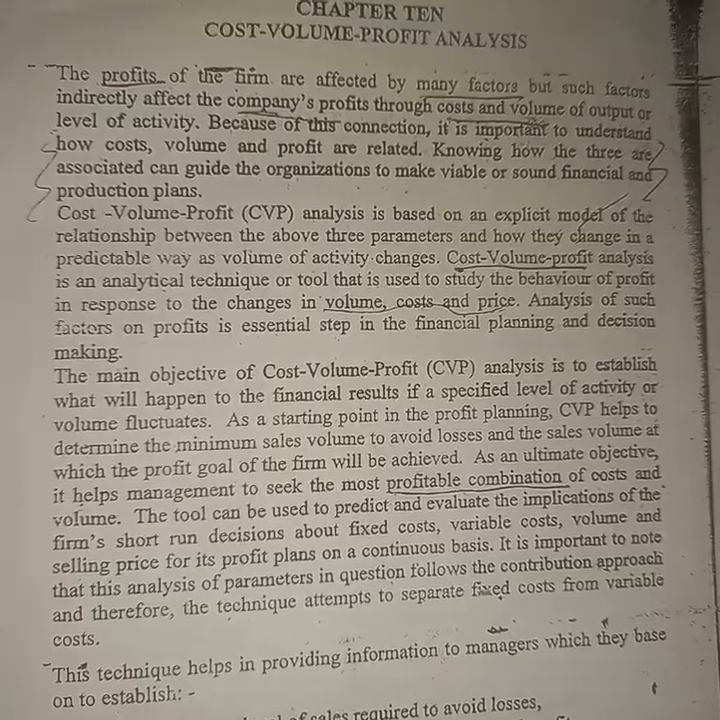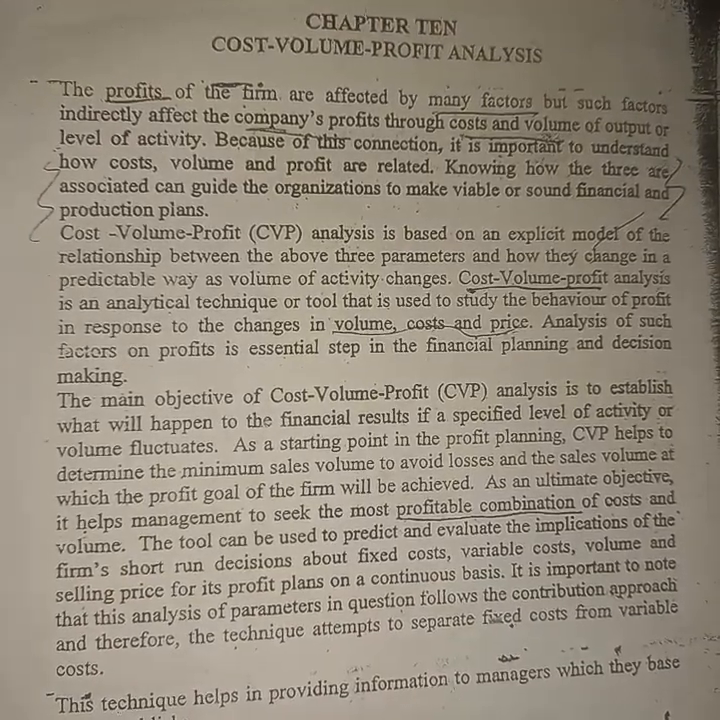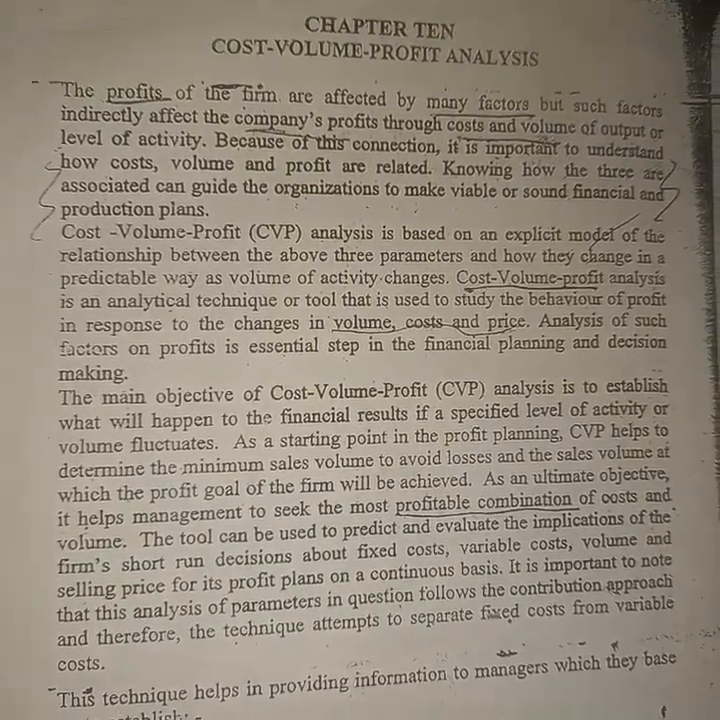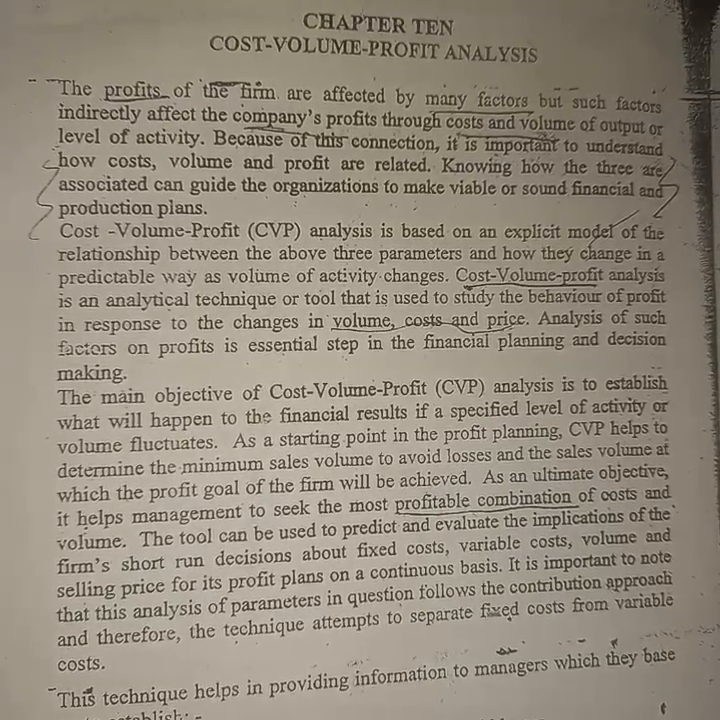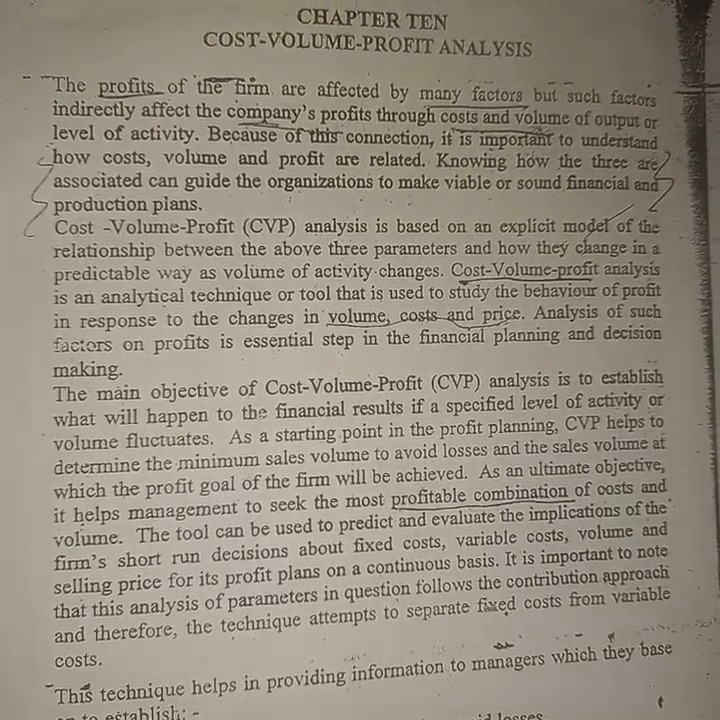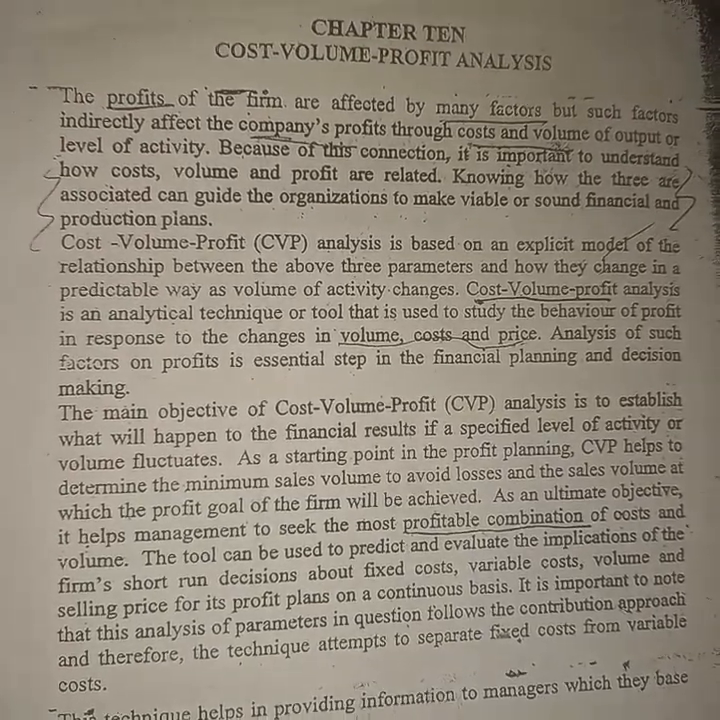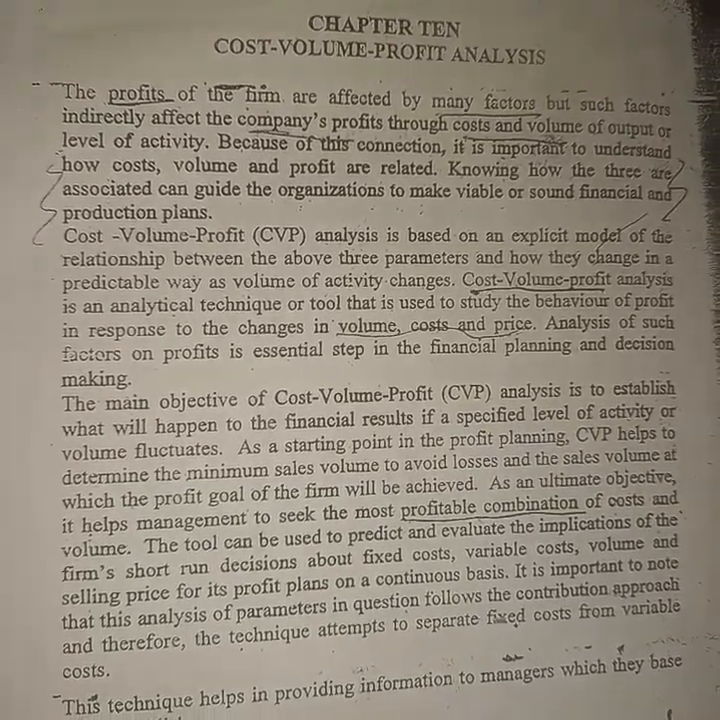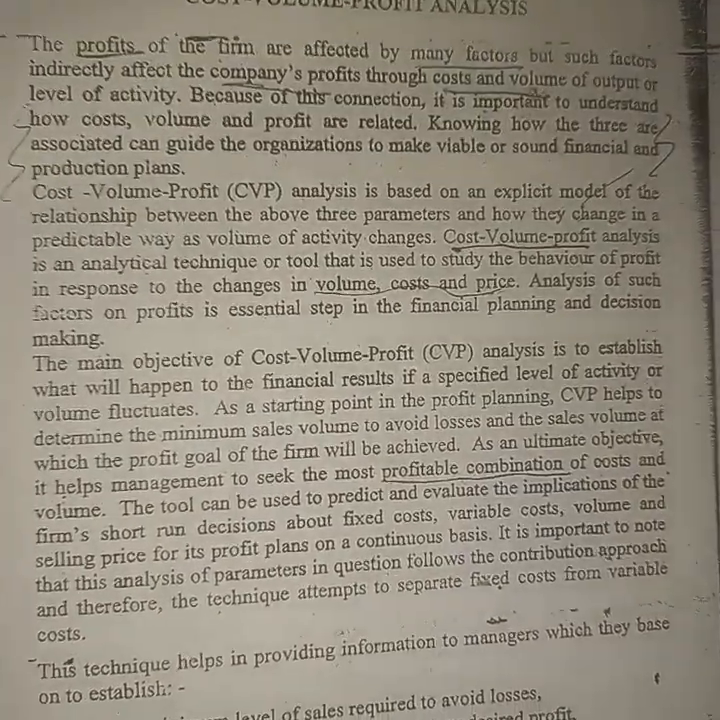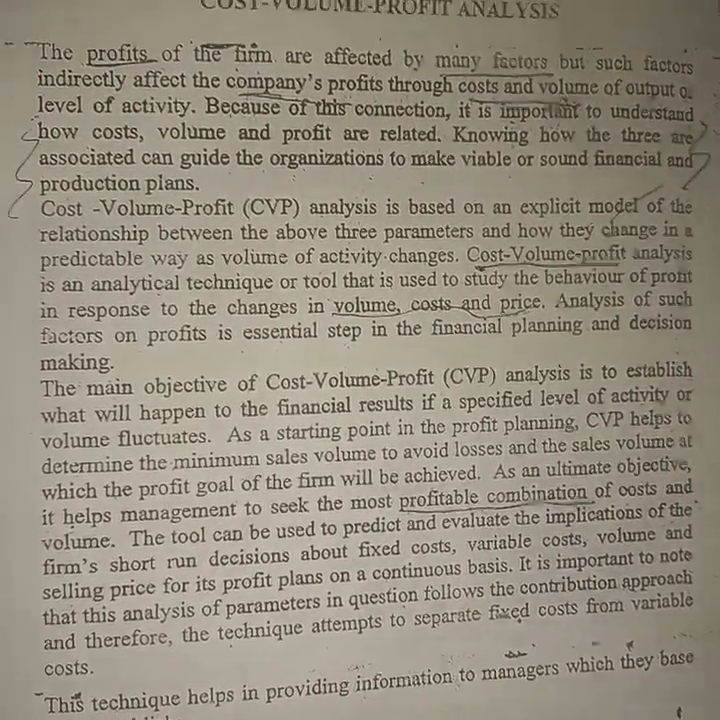So majorly, we're going to look at cost volume profit analysis, what we abbreviate as CVPA, for a single unit and for multi products. It's going to have some quite difference, but we'll look about it maybe in a later video. So let's start with cost volume profit analysis.